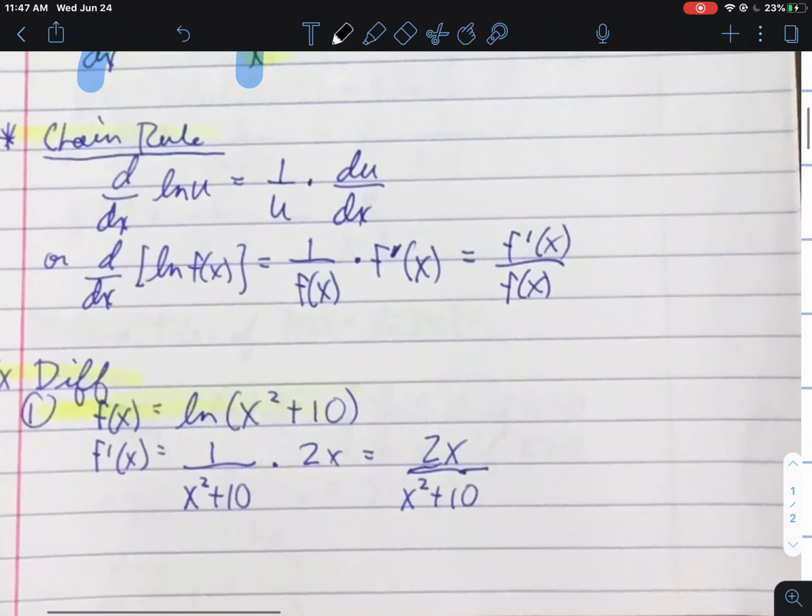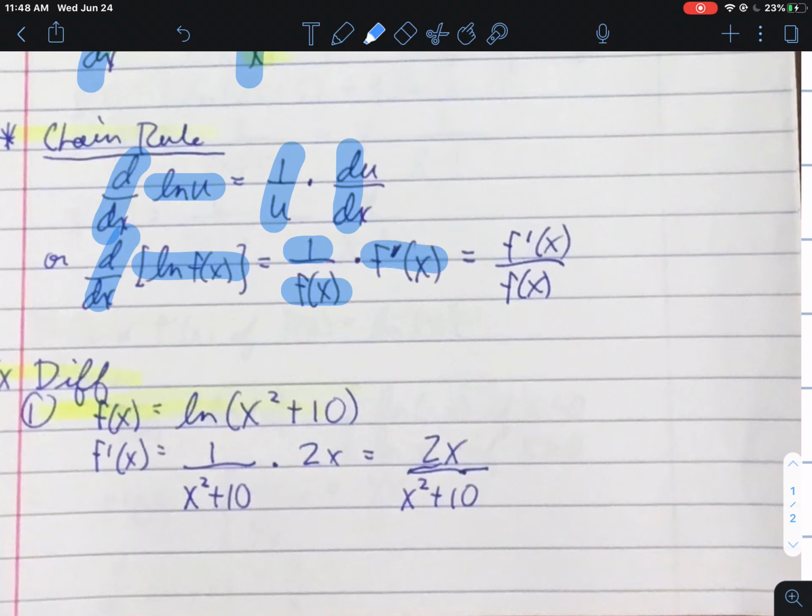So for chain rule, let's say I'm looking at the derivative of natural log of u, where u is a function of x. So d dx of the natural log of u is still 1 over u, it's 1 over that argument, but then u being a function of x, I then multiply times the derivative of u with respect to x. Or if you prefer, and I think most people do, the function notation: the derivative with respect to x of the natural log of a function is 1 over the function, because that's the argument, times the derivative of the argument, or simply, and this is the way I'll do it, I'll take the derivative of the argument divided by the argument.